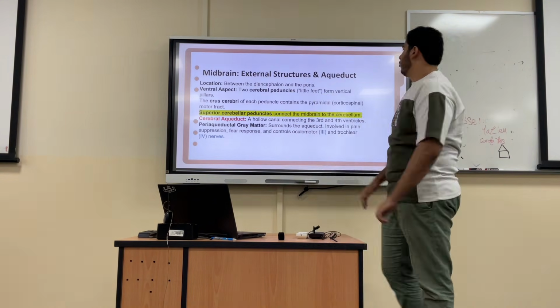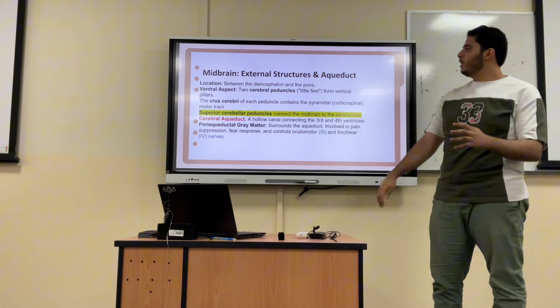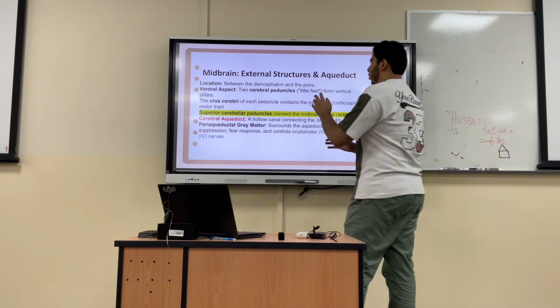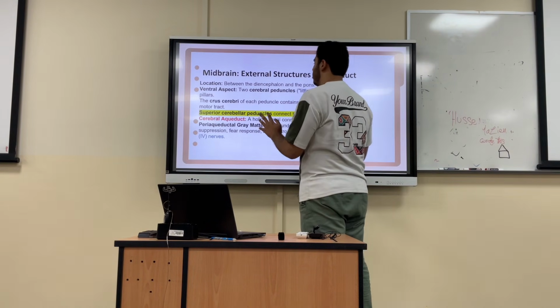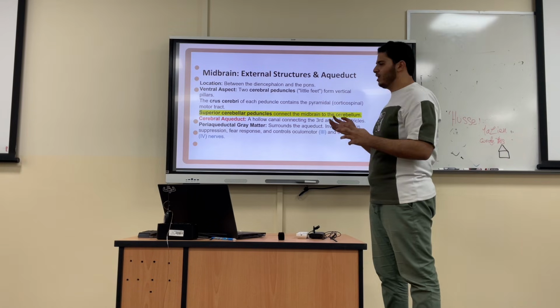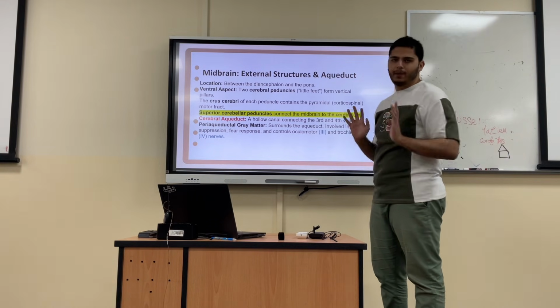Now, let's start with the midbrain. The location of the midbrain is between the diencephalon and the pons, basically. It has two cerebral peduncles, which form vertical pillars. The peduncle is like little feet, they hold the midbrain.